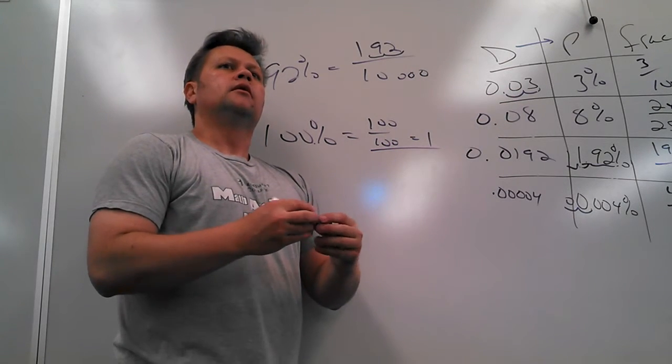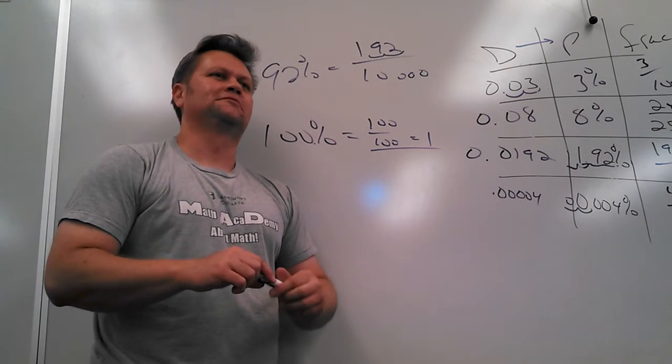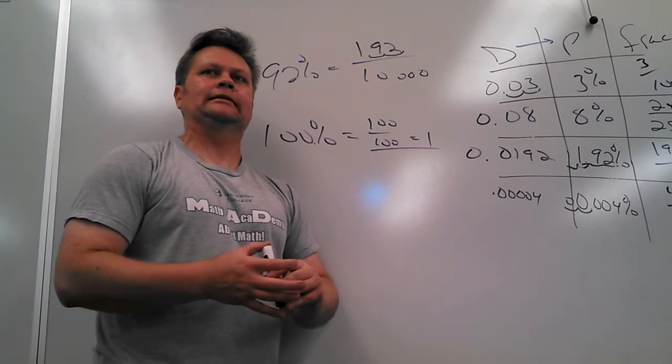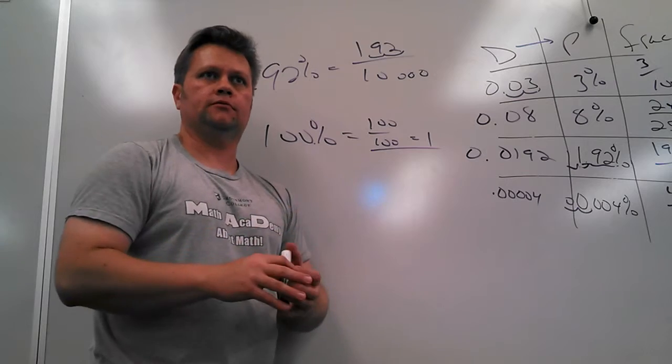0.08, that's a BAC, right? Blood alcohol content? Oh, yes. BAC, that's a perfect percentage. That's one other place in real life that you see decimals and percentages.